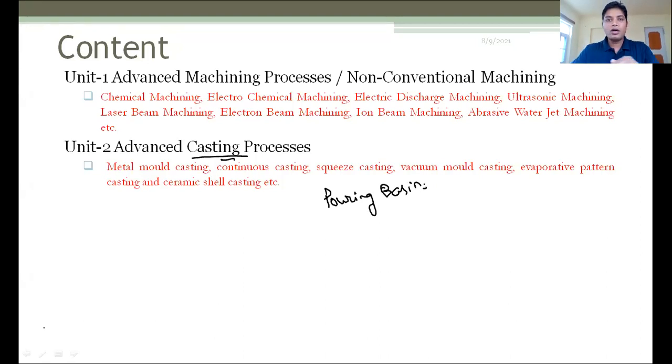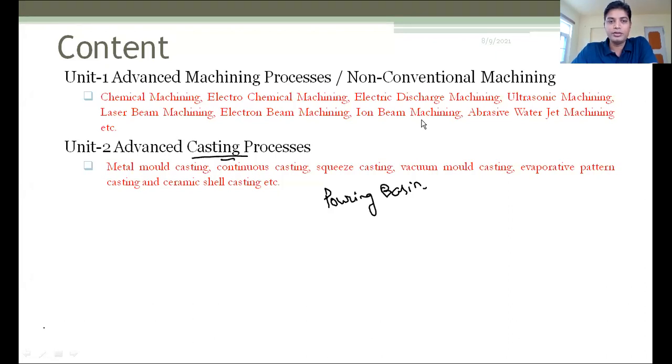Okay, so can you write in the chat box what elements there are? I just want to get an idea, and I hope you are aware of these things. Okay, so can you write in the chat box? I'm just waiting for 2 minutes. What are the other elements that you have studied in the casting processes?